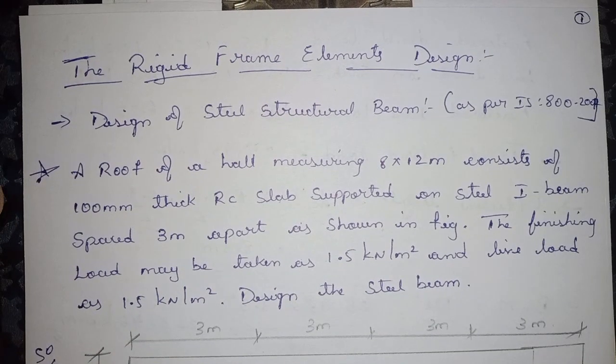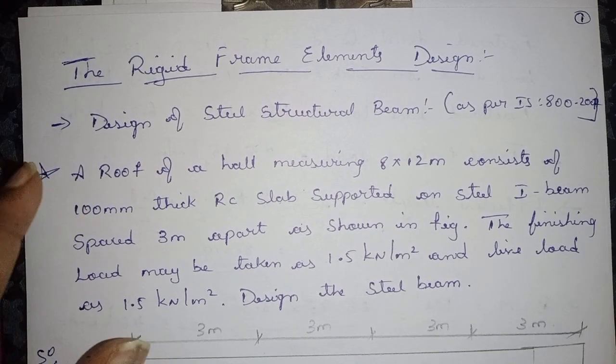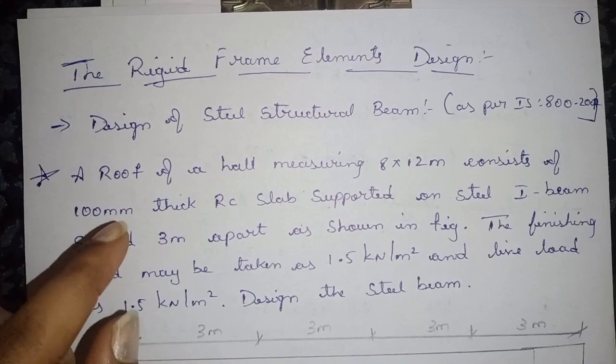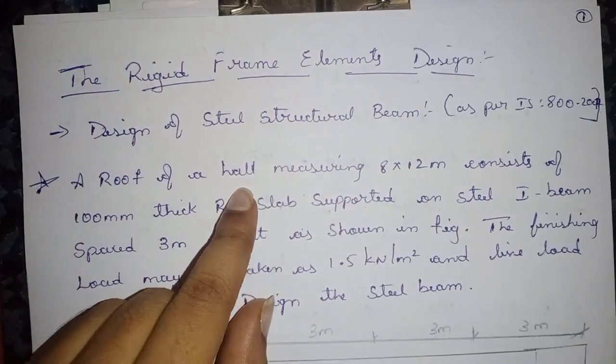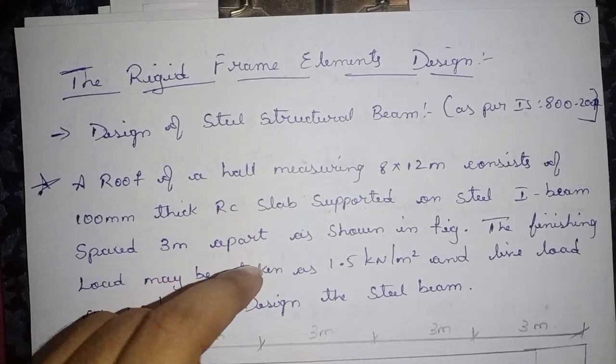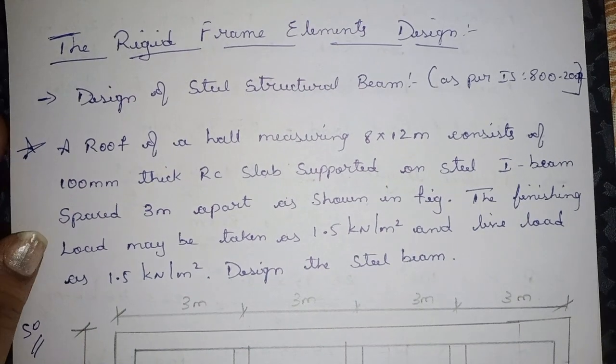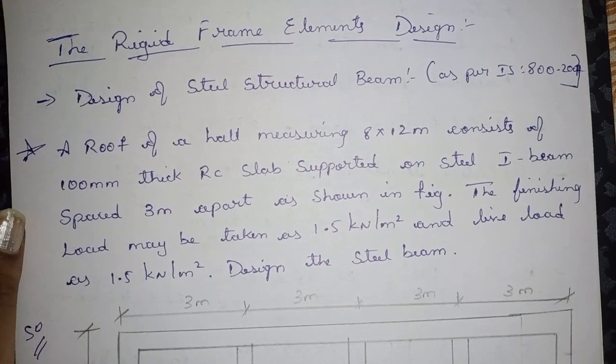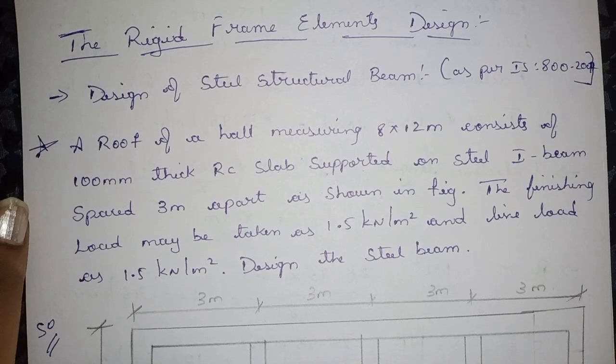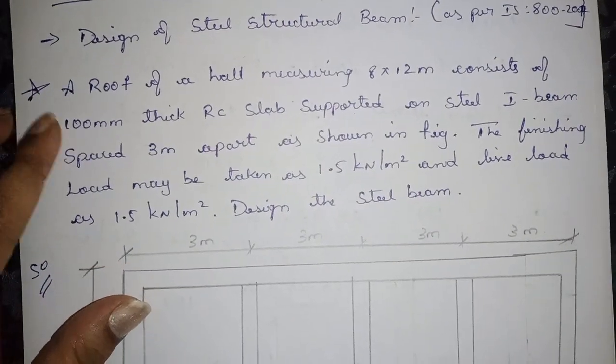Now I'll tell you how to design the beams. In a rigid frame, you will have the design of columns as well as the design of beams, right? So today we'll discuss how to design the beams, as per the IS 800 code book.